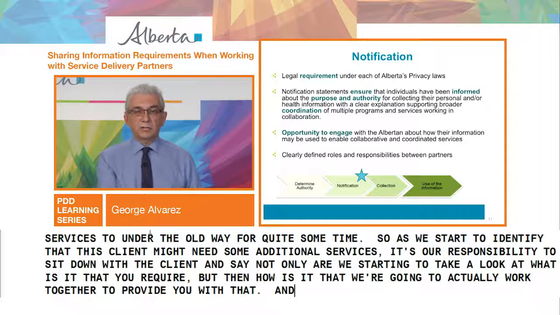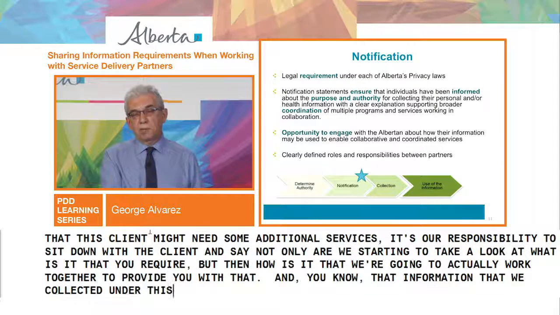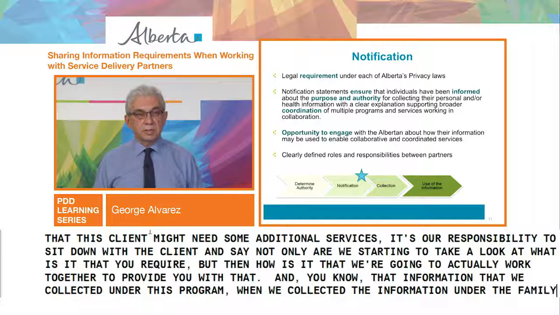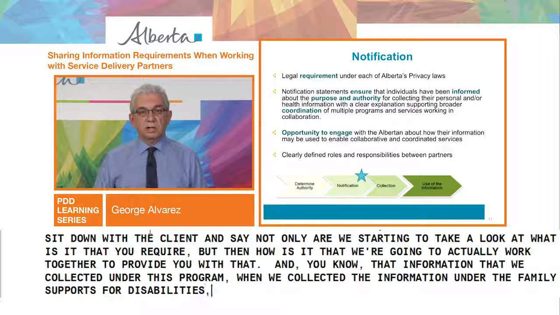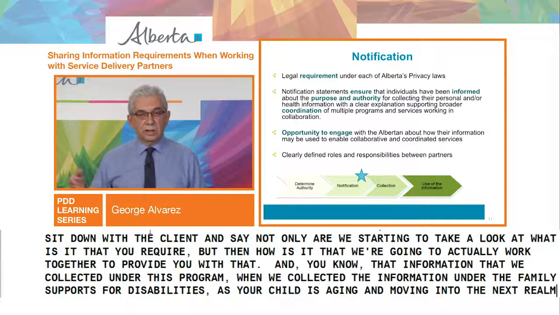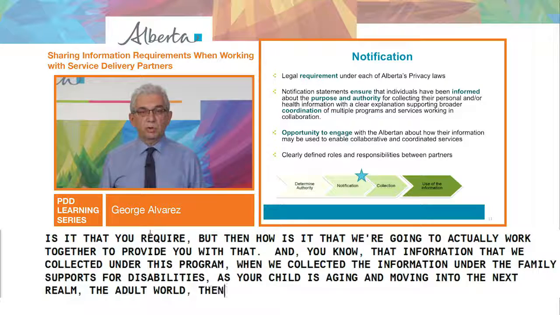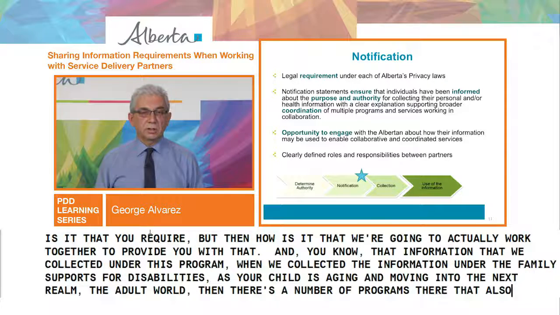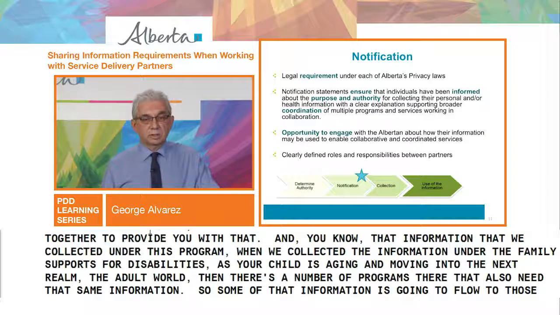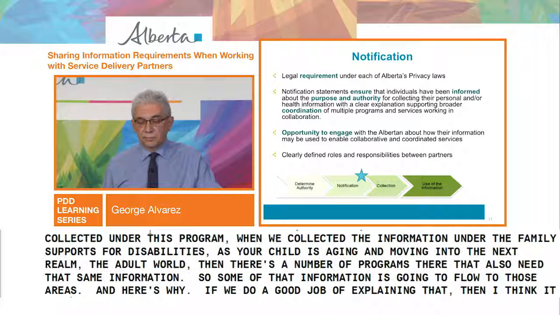And you know that information that we collected under this program, when we collected the information under the Family Supports for Children with Disabilities, as your child is aging and moving into the next realm, the adult world, then there's a number of programs there that also need that same information. So some of that information is going to flow to those areas. And here's why. And if we do a good job of explaining that, then I think it's going to allay any concerns that might arise. But we have to be very transparent about that.